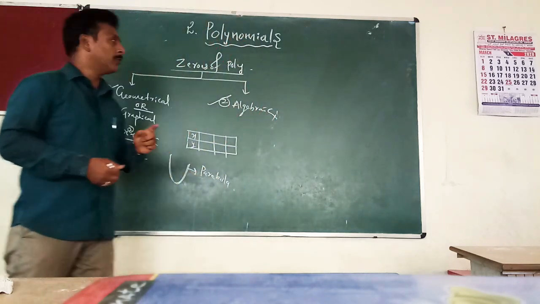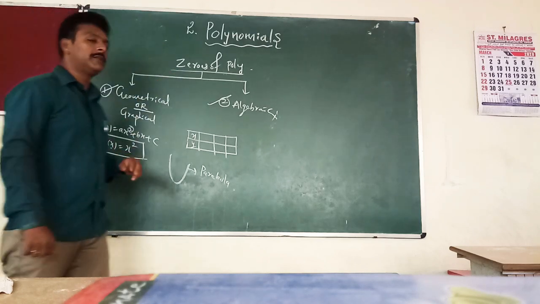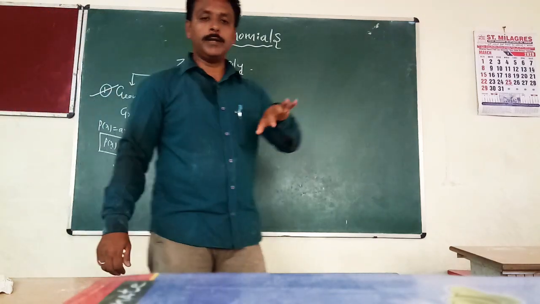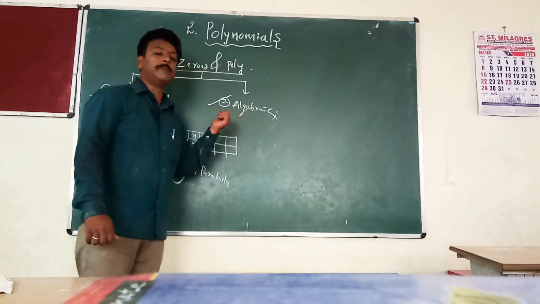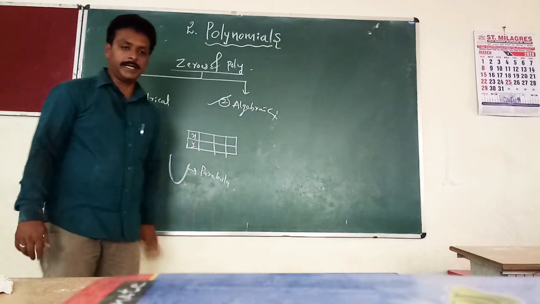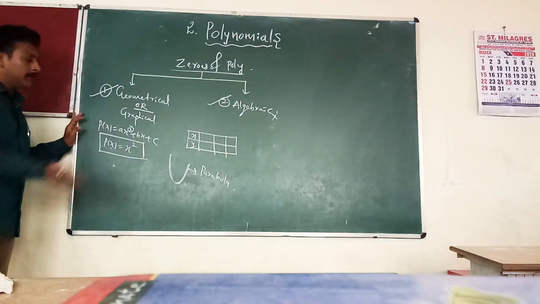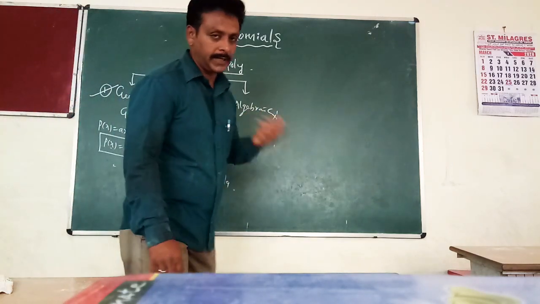After that we went towards the two methods to find the zeros of every polynomial. One is the geometrical or graphical method. Another one is the algebraic method. I told you yesterday that the algebraic method we will discuss later. We were discussing only the geometrical or graphical method in the second part.